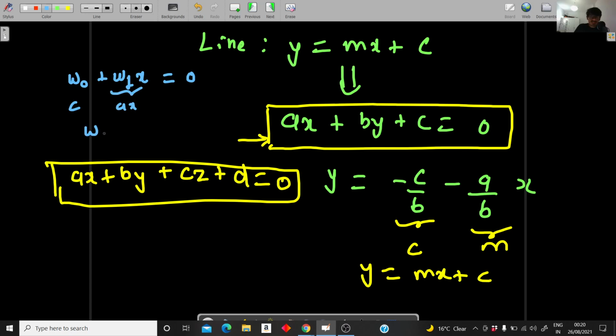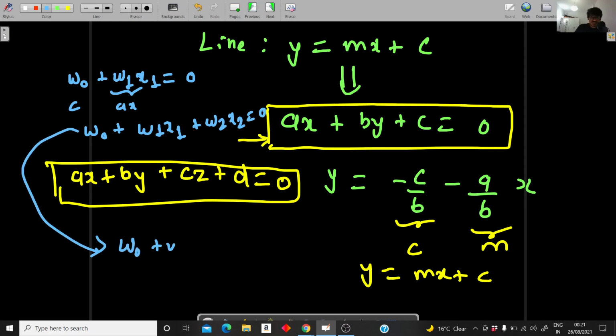Similarly, for higher dimensions, I write w naught plus w1 x1 plus w2 x2 equal to 0. So for a hyperplane in nth dimension, I can write w naught plus w1 x1 plus w2 x2 and so on up till wn xn equals 0. So in more compact form, w naught is as it is.